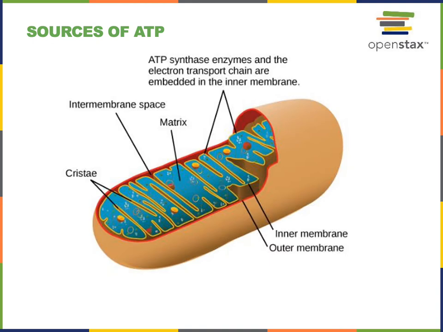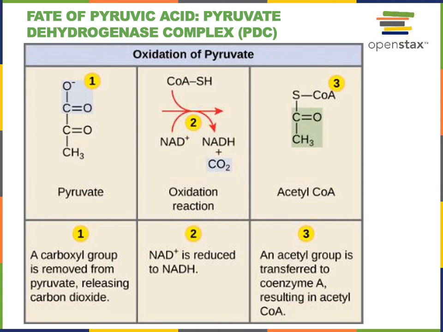So the mitochondria are the locations where aerobic cellular respiration will proceed following glycolysis. The pyruvate dehydrogenase complex located in the mitochondria will catalyze oxidation of pyruvate, forming acetyl coenzyme A. High energy electrons are transferred from pyruvate onto the oxidizing agent NAD+, producing NADH, and one of the three carbons of pyruvate is released as a carbon dioxide molecule.